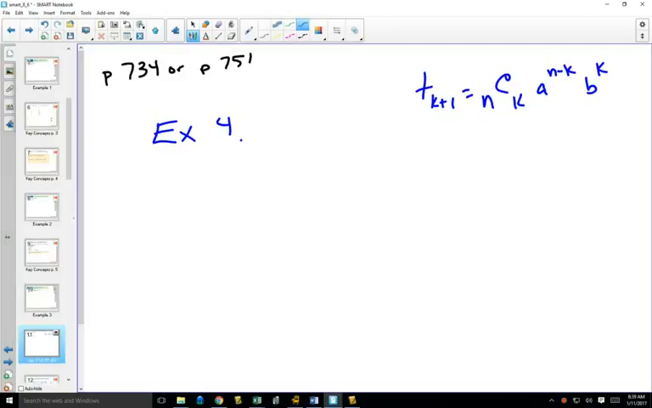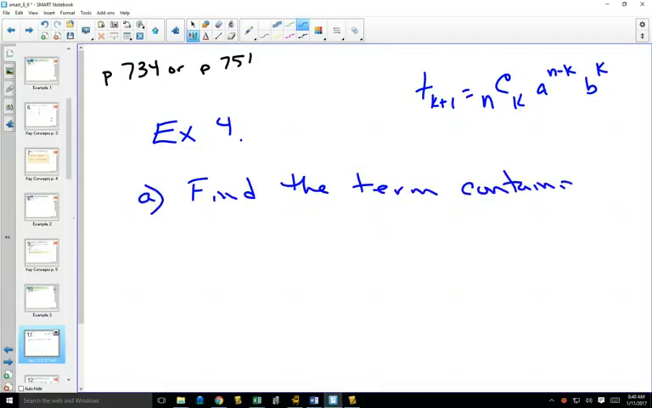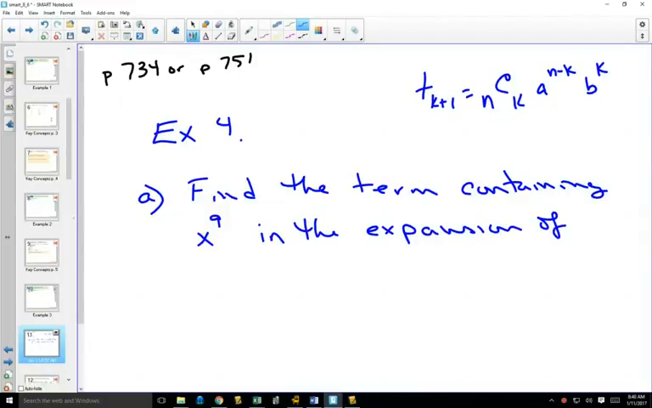What we're going to look at today are probably the hardest of all the binomial questions, and they're questions that look like this. Find the term, we'll do 2 of them, so I'll call this A. Find the term containing x to the 9 in the expansion of (3x squared minus 2 over x) to the 9.